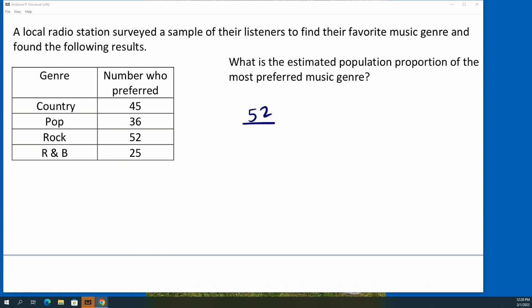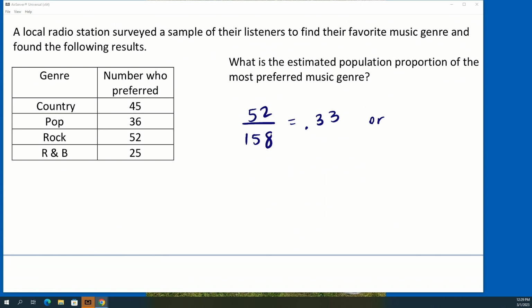And then to figure out what goes in the denominator, it should be the total number of people that they surveyed. So you would just add up this column right here, and that should be 158. Now, I know when we were doing probability, that's how we pretty much left our answers as fractions, but with statistics, a lot of the times it is written as decimals or percentages. So any kind of calculator you can take and divide 52 by 158 and you get approximately 0.33, or what would that be as a percent?